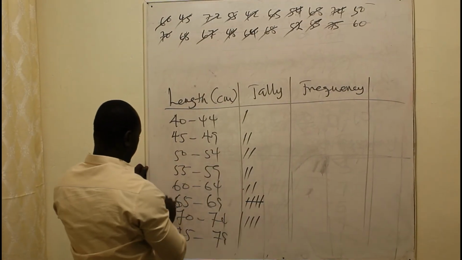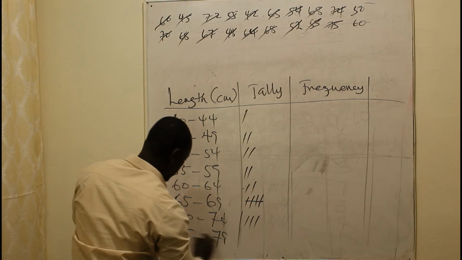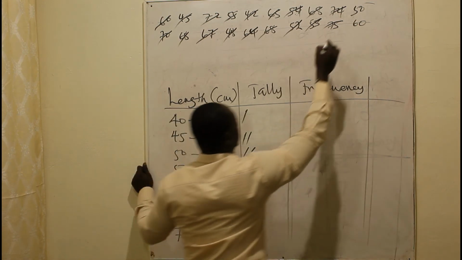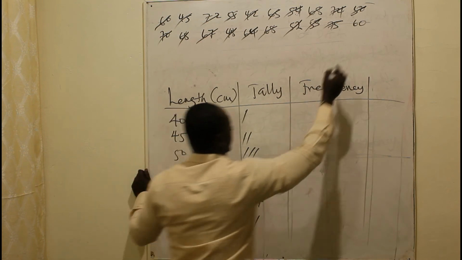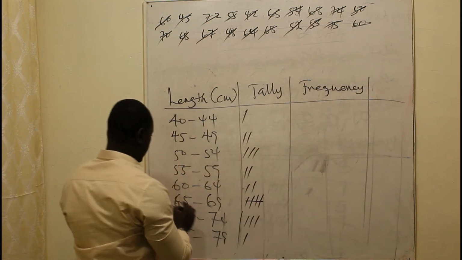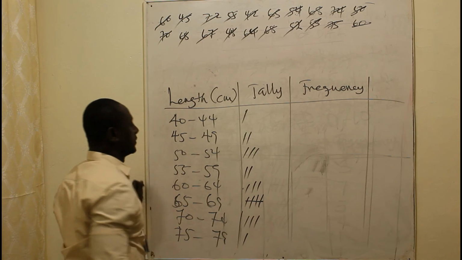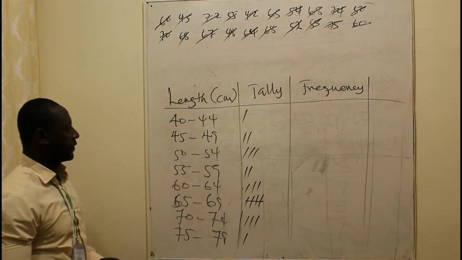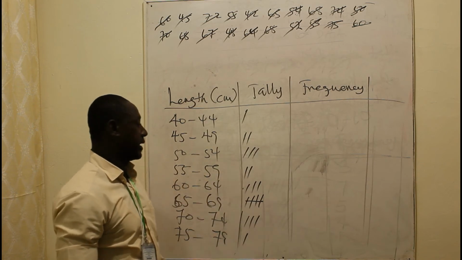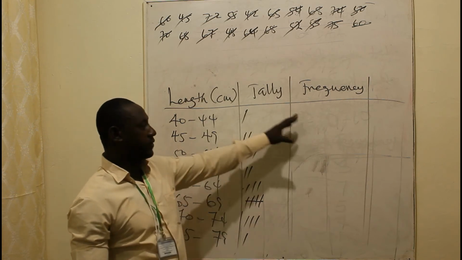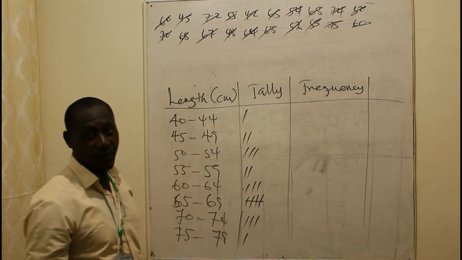75 can also be found within this region. Then 50 is here. And of course the last one is 60. You can find 60 here. So when we are done with that, let's count the tallies. When we count the tally, that will give you the corresponding frequencies.